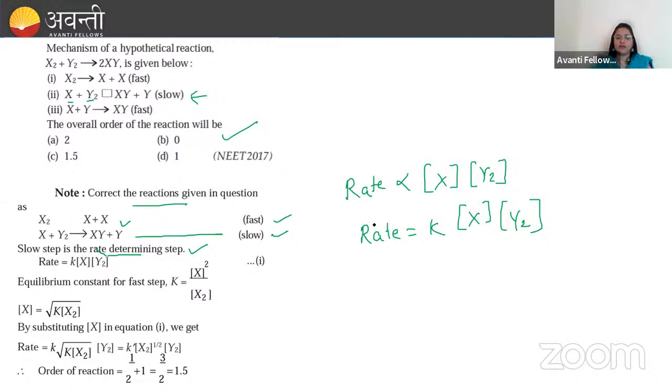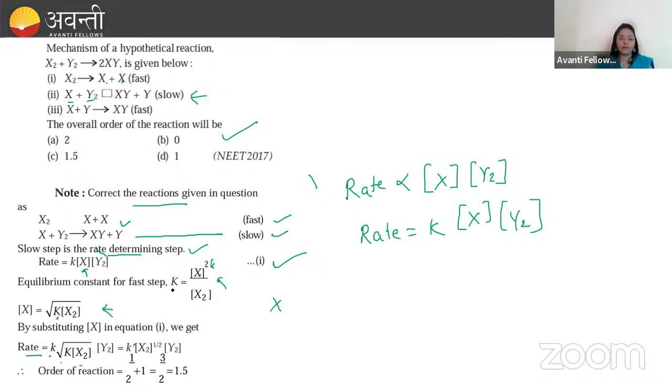So this is our rate. I have given equation 1 to that. For the first fast reaction, what is the equilibrium constant? It will be X2, this is X2, the square of X, that is X squared divided by X2. So what is the value of X here? X is equal to under root of K into X2. Put this value into equation 1, put the value of X, and you will get the rate. Rate is equal to K into the bracket K into X2.